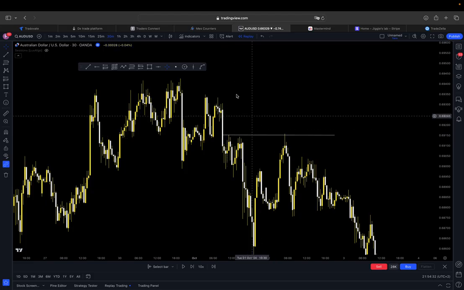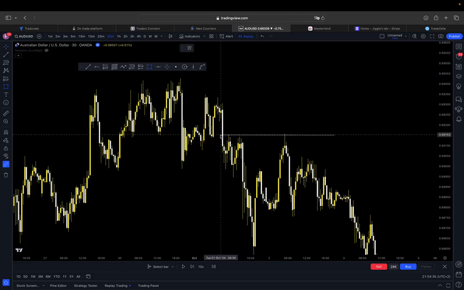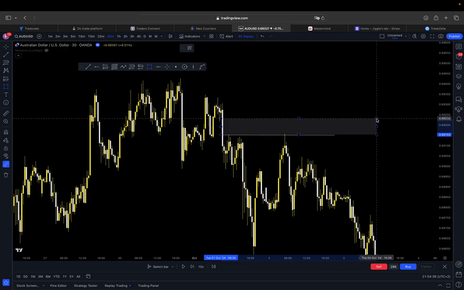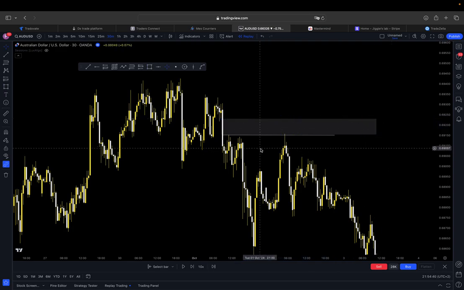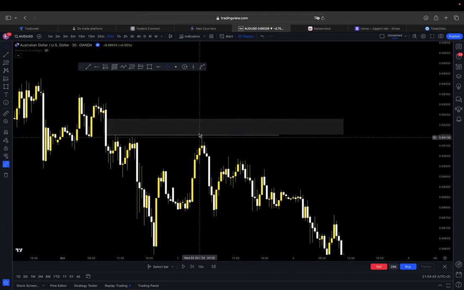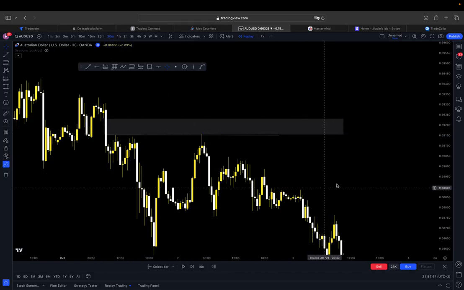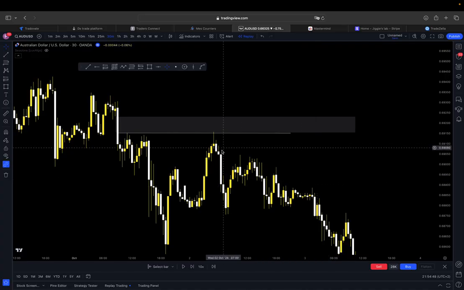Now we get the sweep. Normally, what do we have here? A fair value gap. And what is this? A fake break of structure. It sweeps this, taps into the fair value gap, and goes to the downside. Gives us this break of structure.